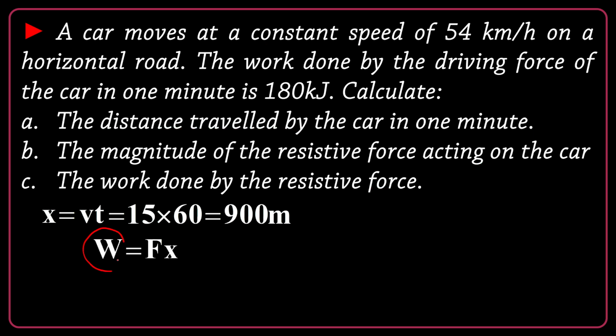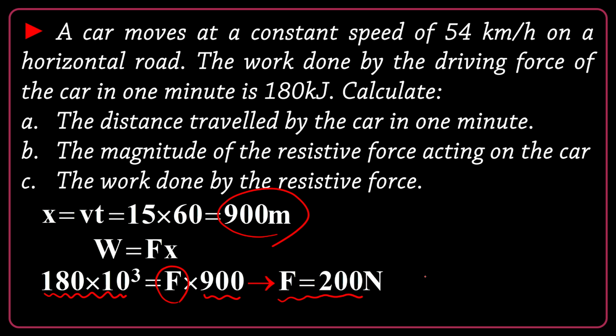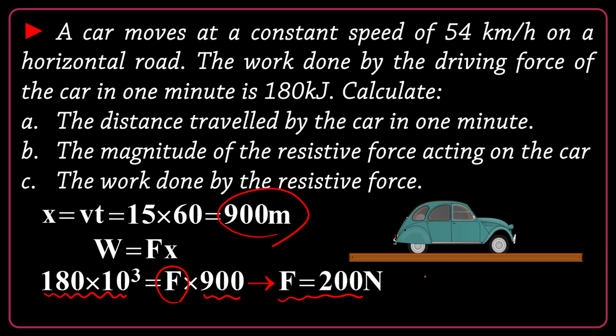The work done by the forward force is Fx. Suppose that the forward force is totally effective force. There is no need for cosine of theta, because cosine of theta is actually cosine of 0, and it's 1. Now, let's plug in the values. 180 kilojoules, kilo is 10 to the 3, force is my goal, and 900 meters, the displacement we already found. So it's 200. If the forward force is 200, the resistive force also is 200. That's all. It's very easy. So they are equal and opposite.